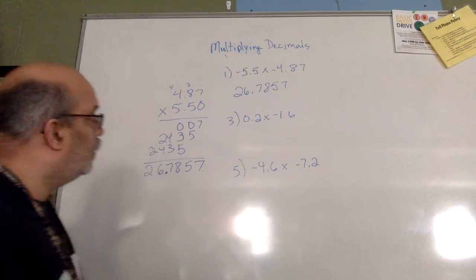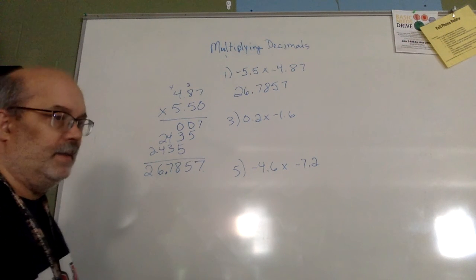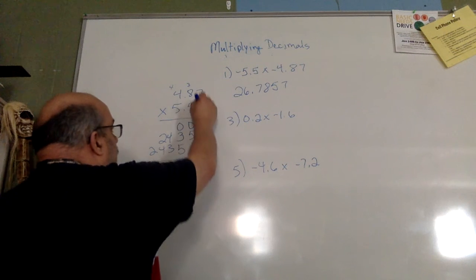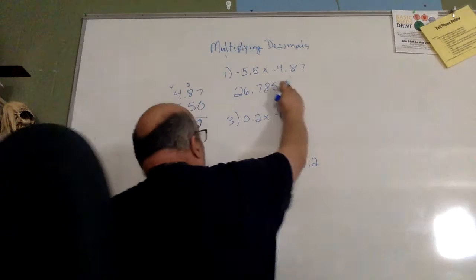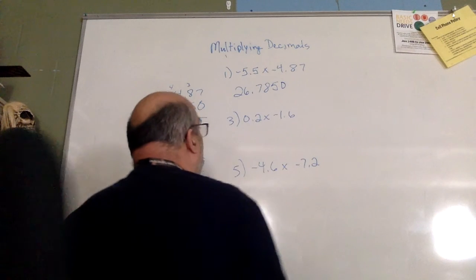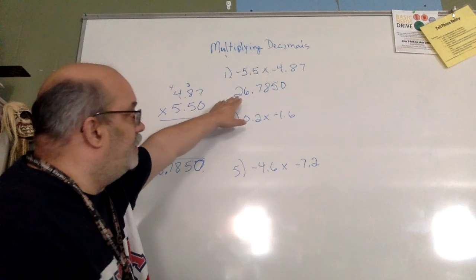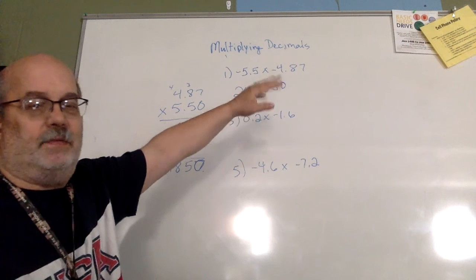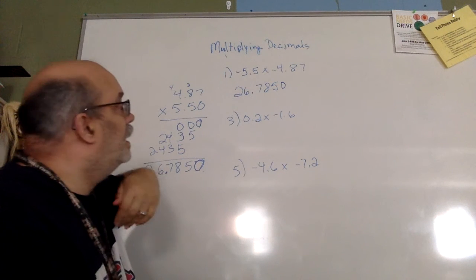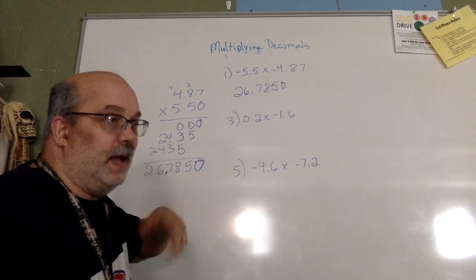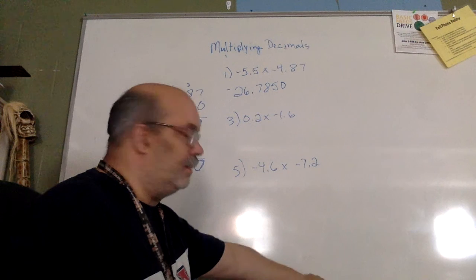So 26 point, wait a minute, I made a mistake there. 0 times 7 is 0. That's a 0. That's a 0. So negative 5.5 times 4.87 is 26.7850. We have two negatives, which means they're the same, so my answer is negative. My next problem.